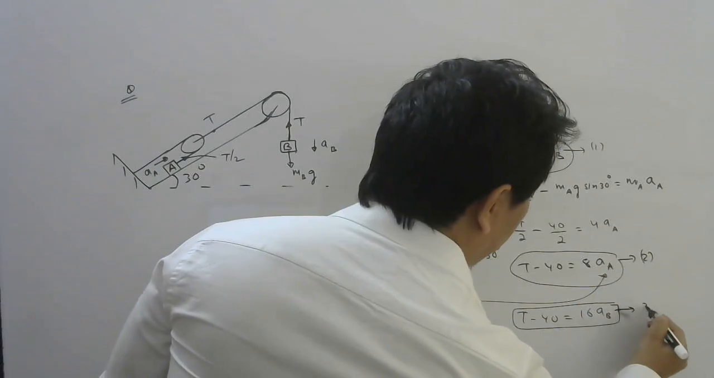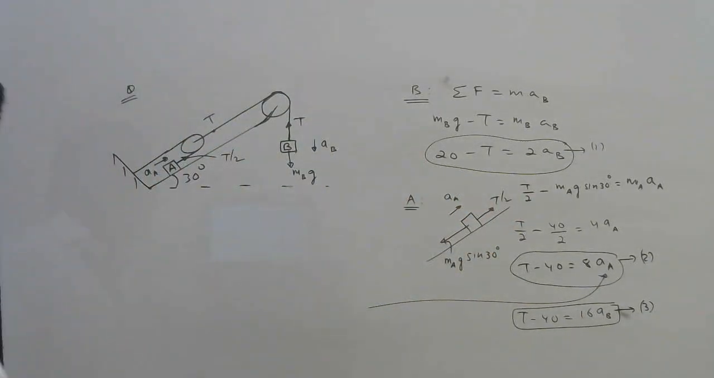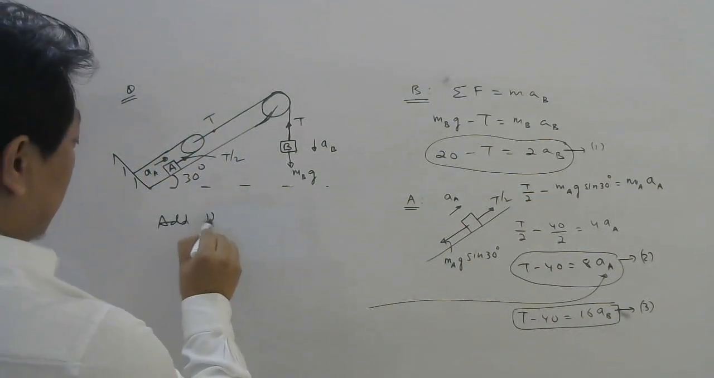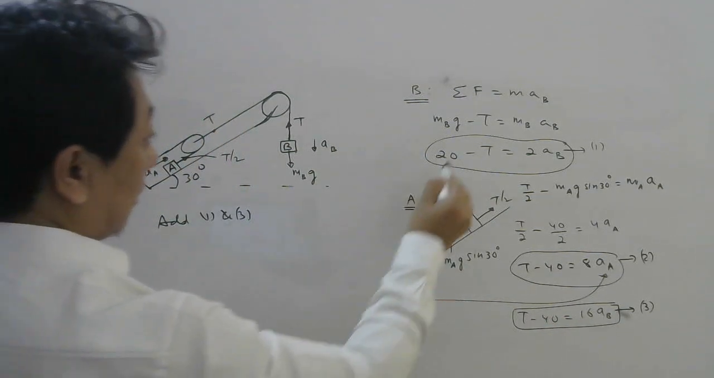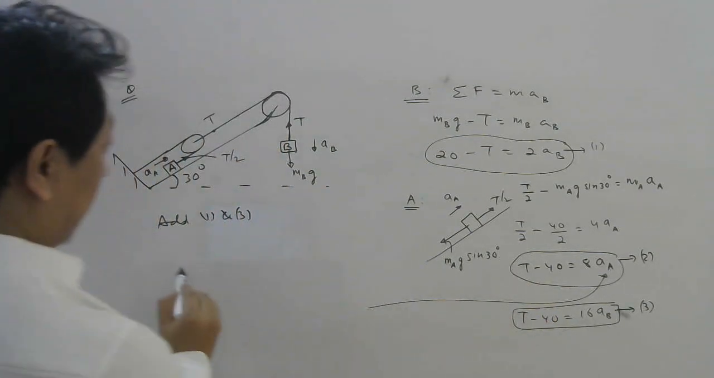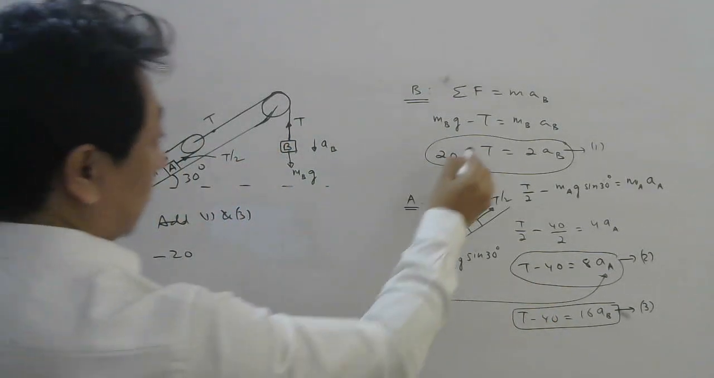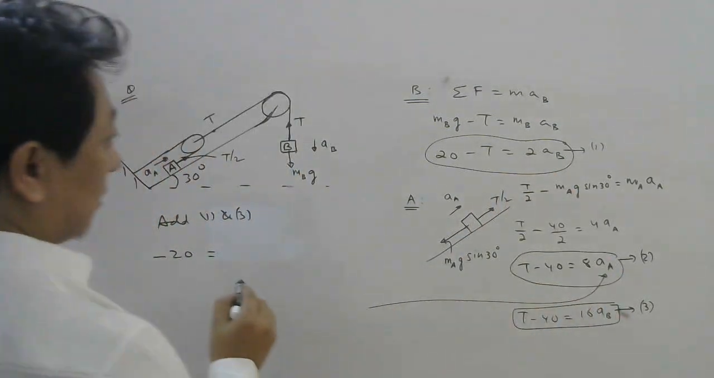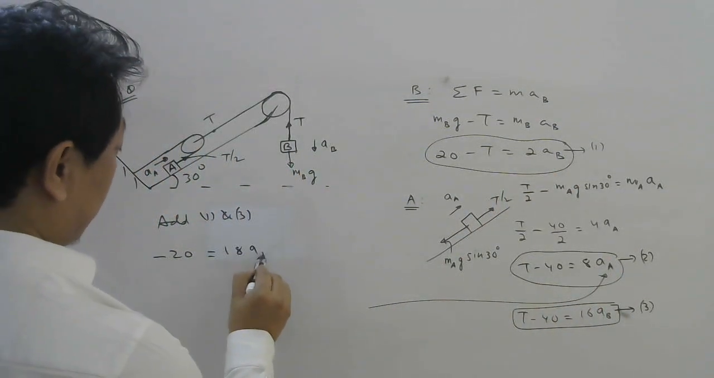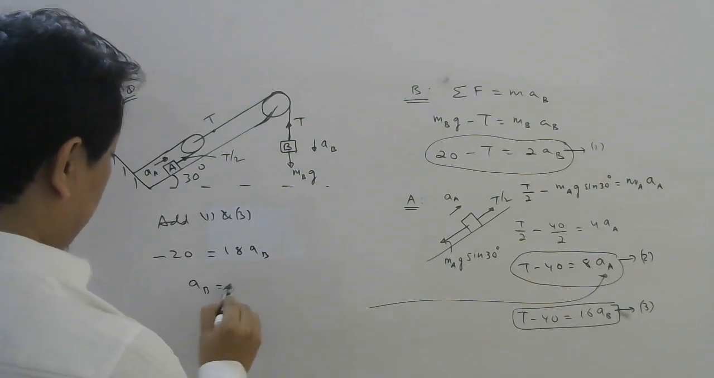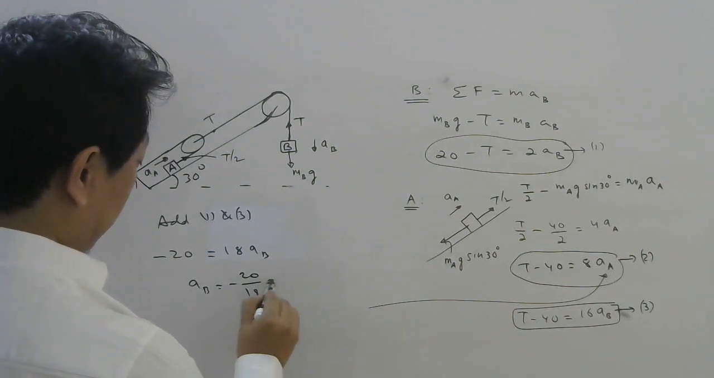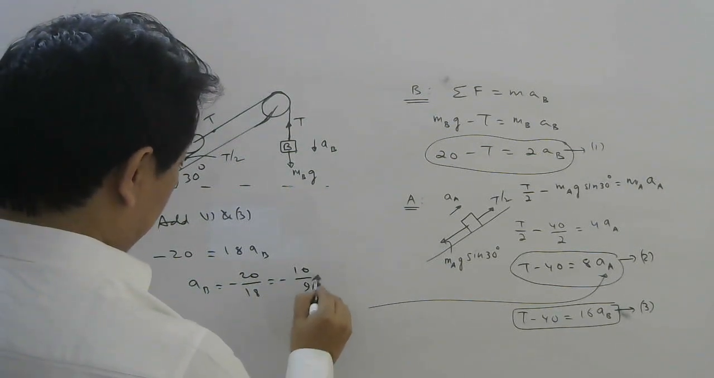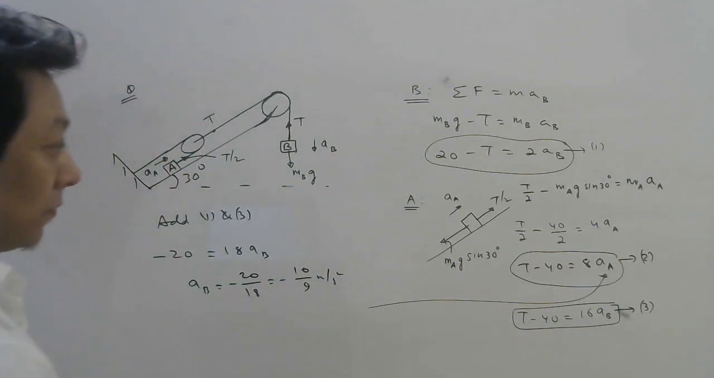So let me call this equation 3. Now 1 and 3 you can add, right? So add 1 and 3. Here 20 minus 40 will be minus 20. Minus T plus T will cancel. 2 plus 16 will be 18 AB. So AB is minus 20 by 18, which is minus 10 by 9 meter per second square.